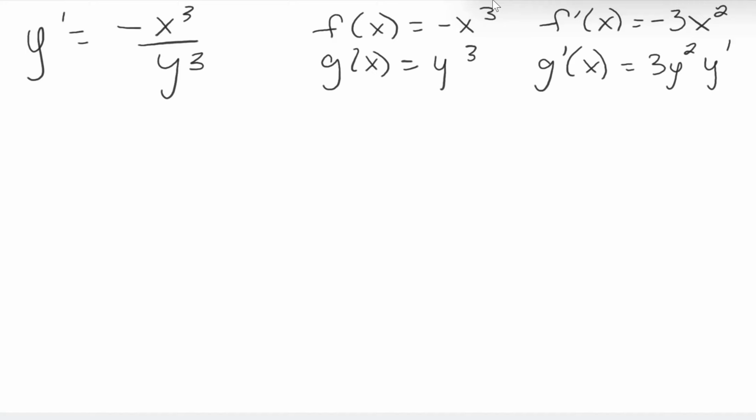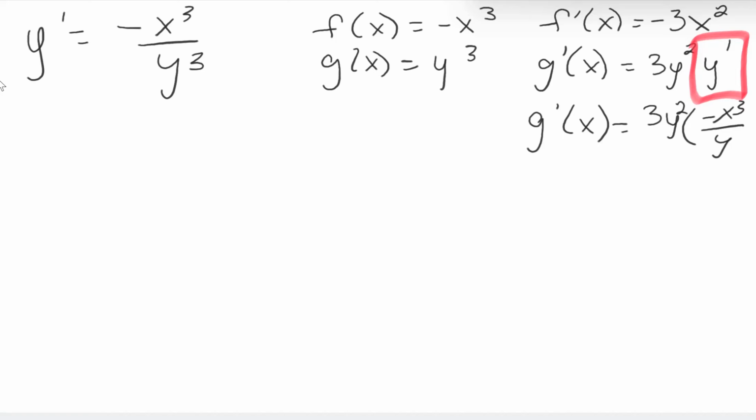So this right here, we know. So g prime of x is 3y squared times negative x to the third over y to the third. So g prime of x is negative 3x to the third over y.